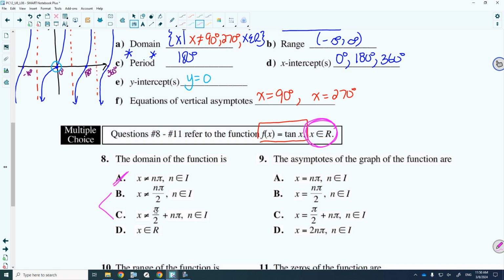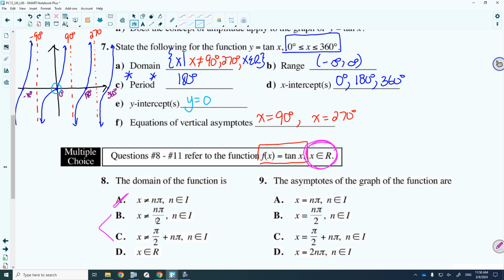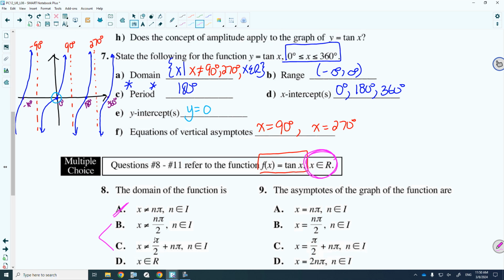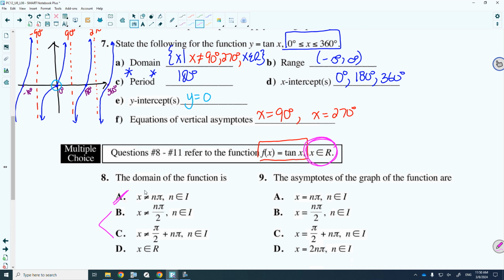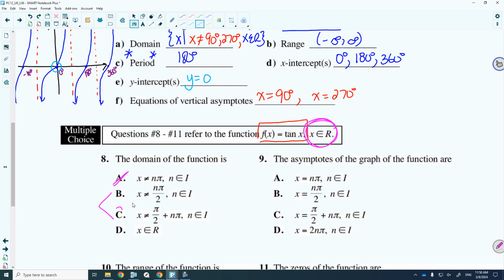What C is saying is x can't be equal to pi over 2, so pi over 2 is right here, plus multiples of pi. So if we're at pi over 2 and I add pi, I'll get here. If I subtract pi, I'll be here. So the way this is written, the domain could be any number except for the vertical asymptotes. The vertical asymptotes are at 90 degrees and then plus every 180 degrees. And that's what this one is saying.